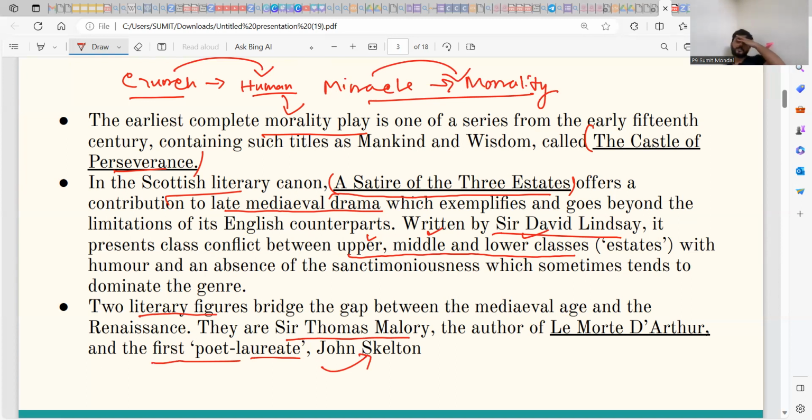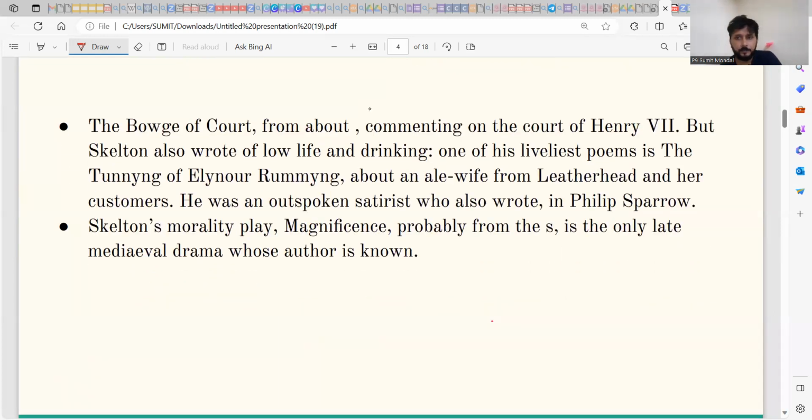So look, in NET an important question can be asked, and we become a little unfamiliar with such questions. It is important even for GATE: who was the first poet laureate in England? Okay, one second. We will raise this a little higher. And basically the court quote, commenting on the court of Henry VIII. So not only human life in its everydayness, but also court life. Court life was also represented. Skelton, the first poet laureate, also wrote of low life and drinking.